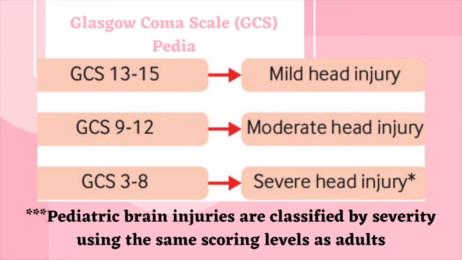And pediatric brain injuries are classified by severity using the same scoring levels as adults. GCS 13 to 15 is mild head injury, GCS 9 to 12 is moderate head injury, and GCS 3 to 8 is severe head injury.